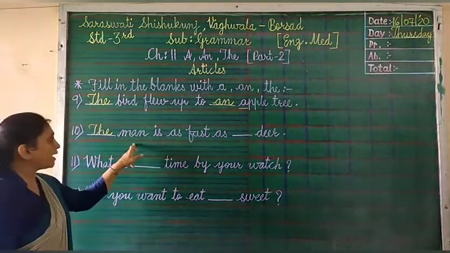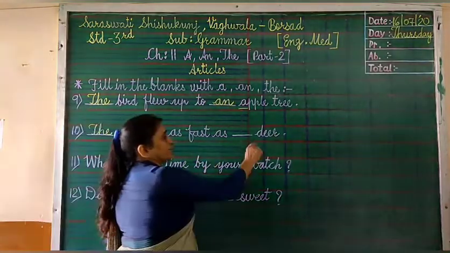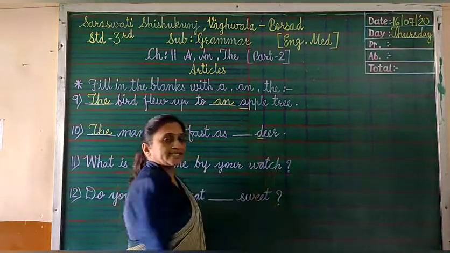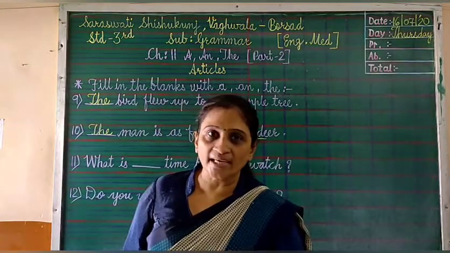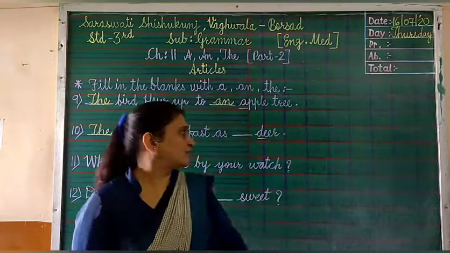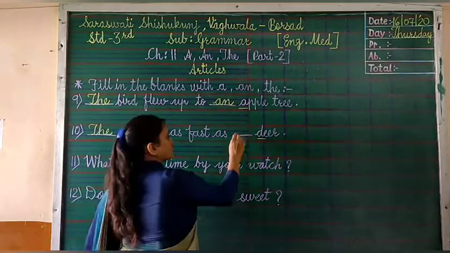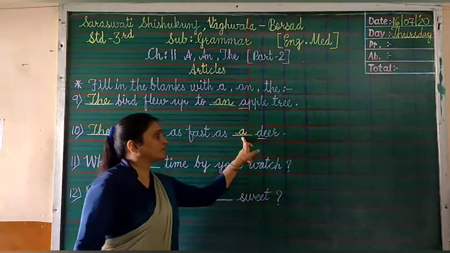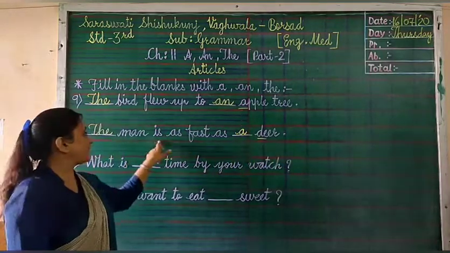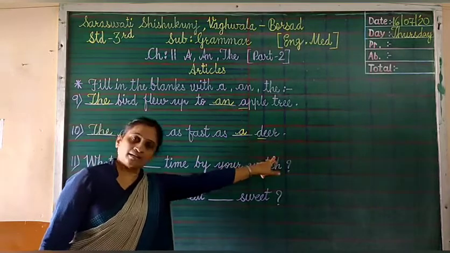The man is as fast as dash deer. The first letter is D. D is a consonant, A E I O U. So D is a consonant, so before a consonant sound letter we have to put a. So here a will come. The man is as fast as a deer.